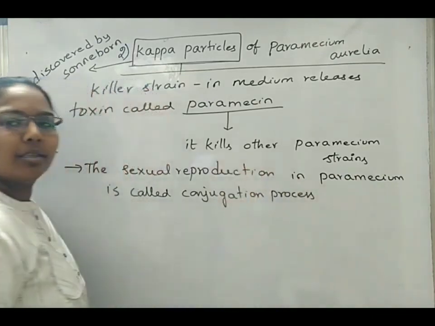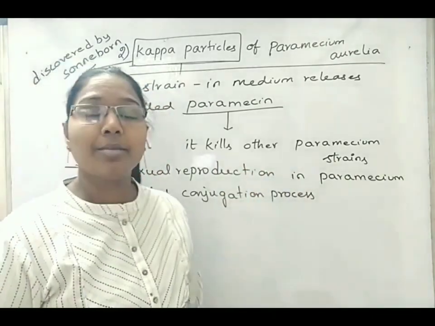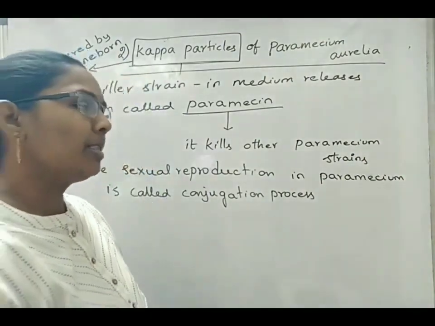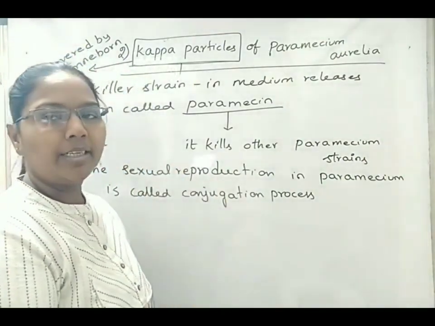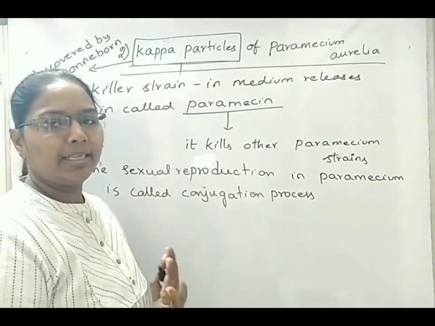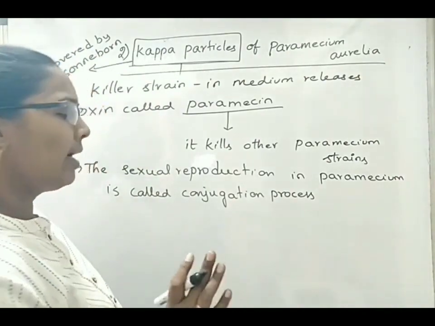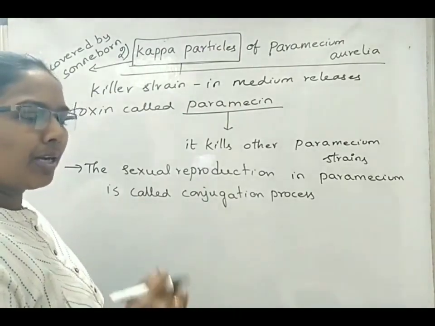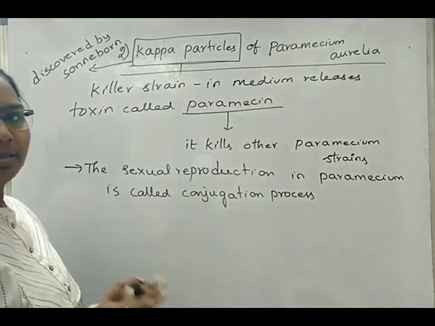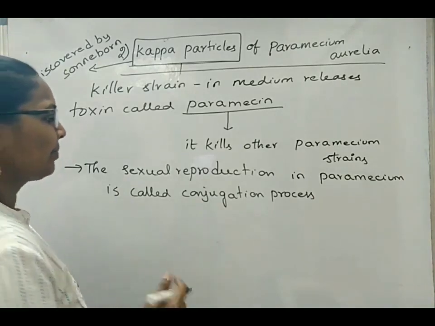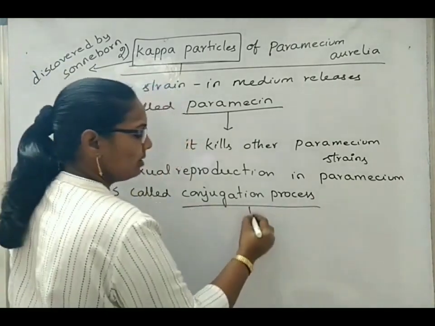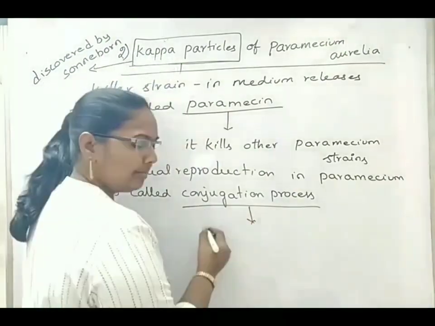During this process, the exchange of cytoplasm and also the nuclear material happens, and during that time, sometimes the toxin enters into another type of Paramecium and kills the other strains. It is okay. At the same time, sometimes, very rarely, normal strains are also converted into kappa strains, meaning the killer strains. Now, that conjugation should happen within 3 minutes of time.